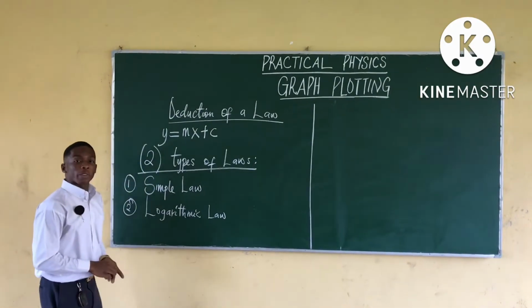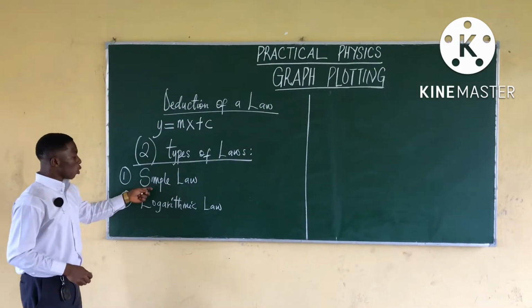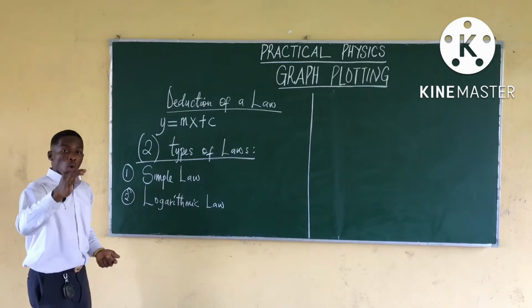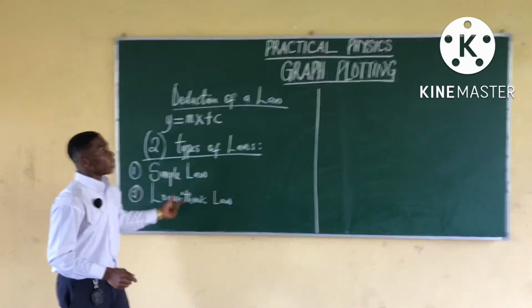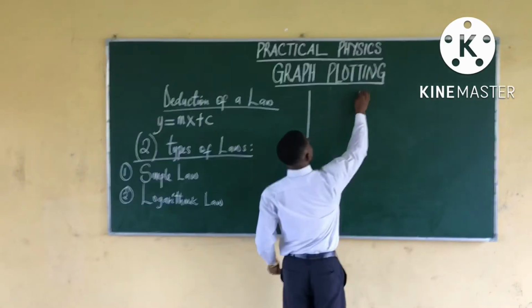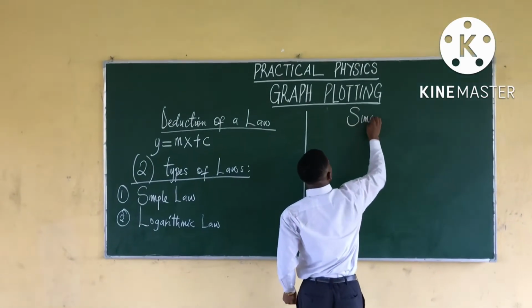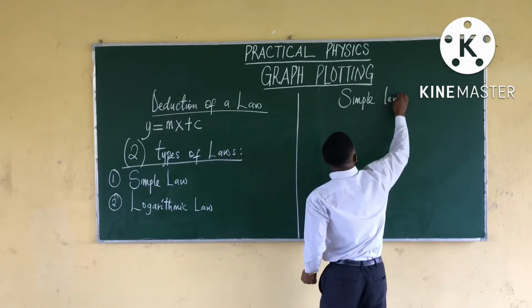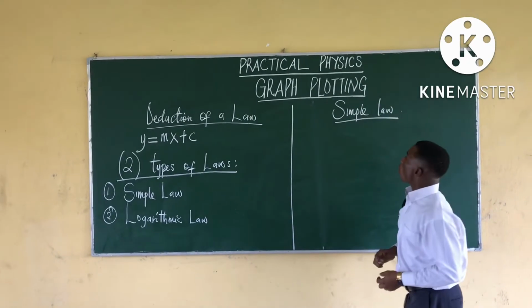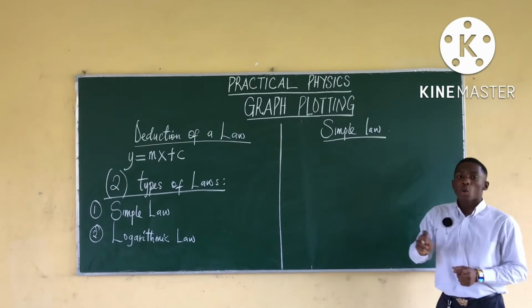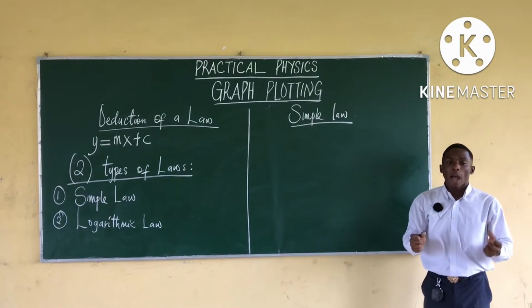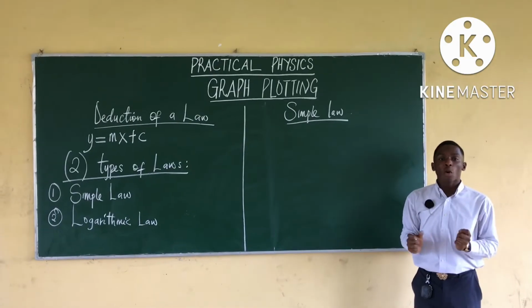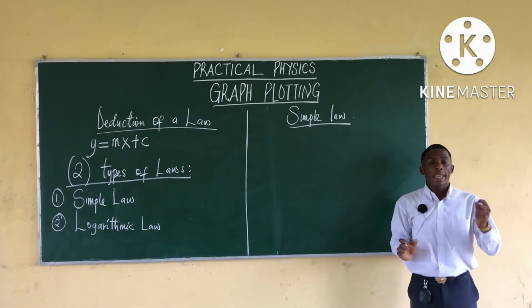Now we'll take each of these laws, the simple law and the logarithmic law, and we'll know how to deduce these laws. Now, what is a simple law? A simple law is a law that shows a relationship between x and y.